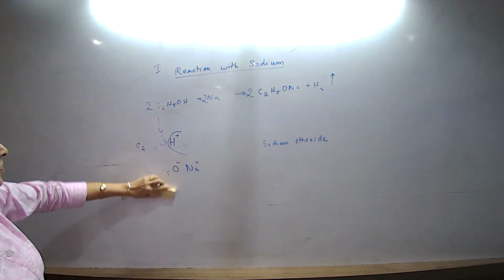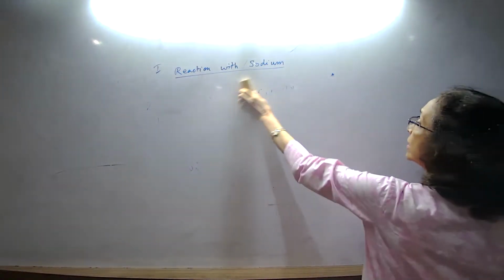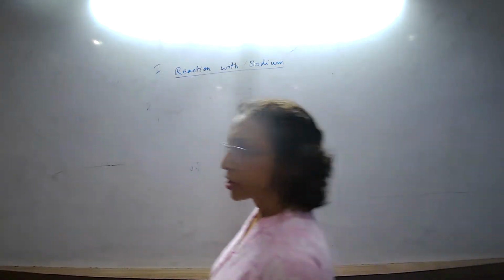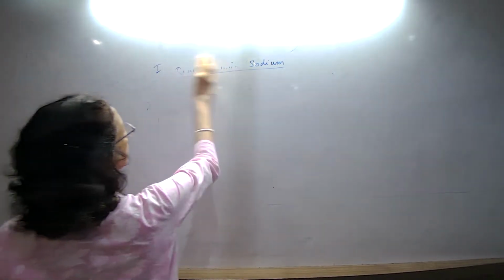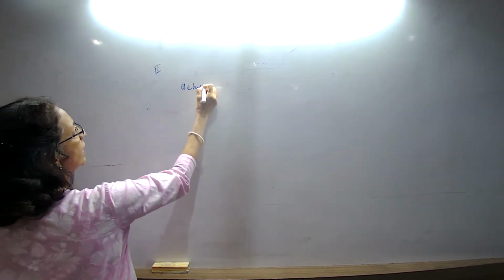Where we're talking about dehydration reaction. Once again, I'll be writing it down in the form of a structural formula so that you understand it very clearly. Take down the second one. The second reaction is dehydration reaction of ethyl alcohol.